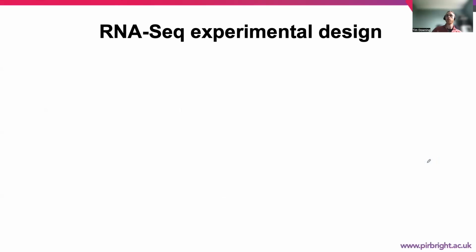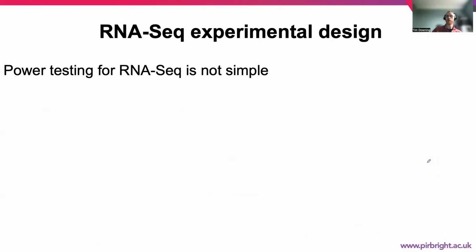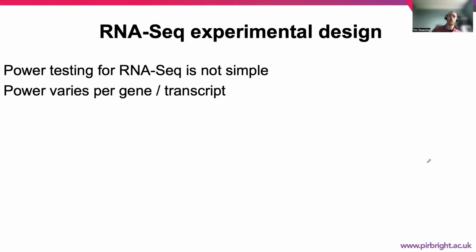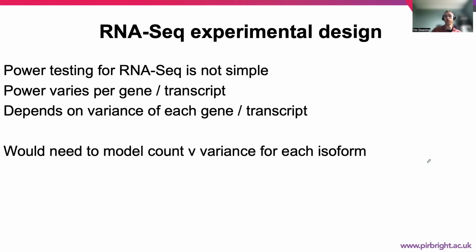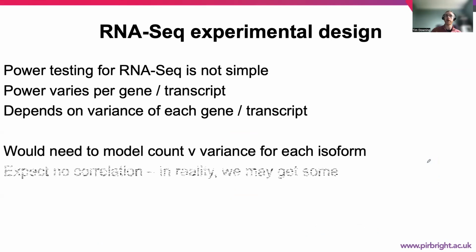Of course, we should be aware that power testing for RNA-seq is not simple at all. In essence, the distribution of expression values found in each transcript is not the same, and each has a different variance in mean expression levels. So in theory, we should actually do the model for each isoform. And we also assume that each isoform is independent, which is not true in reality. They're partially correlated.